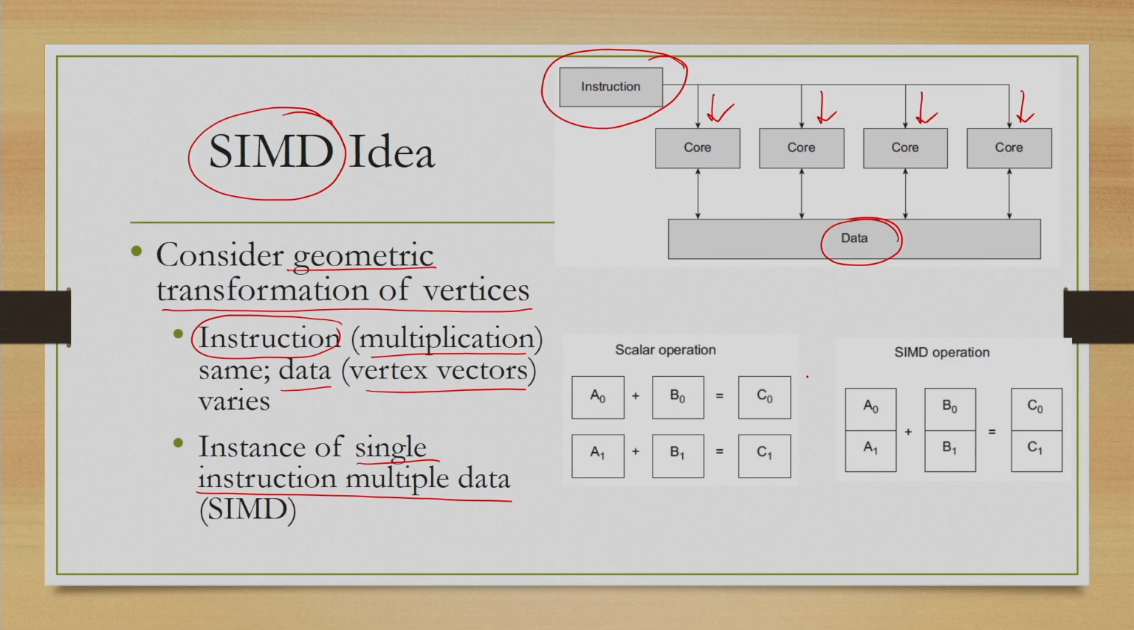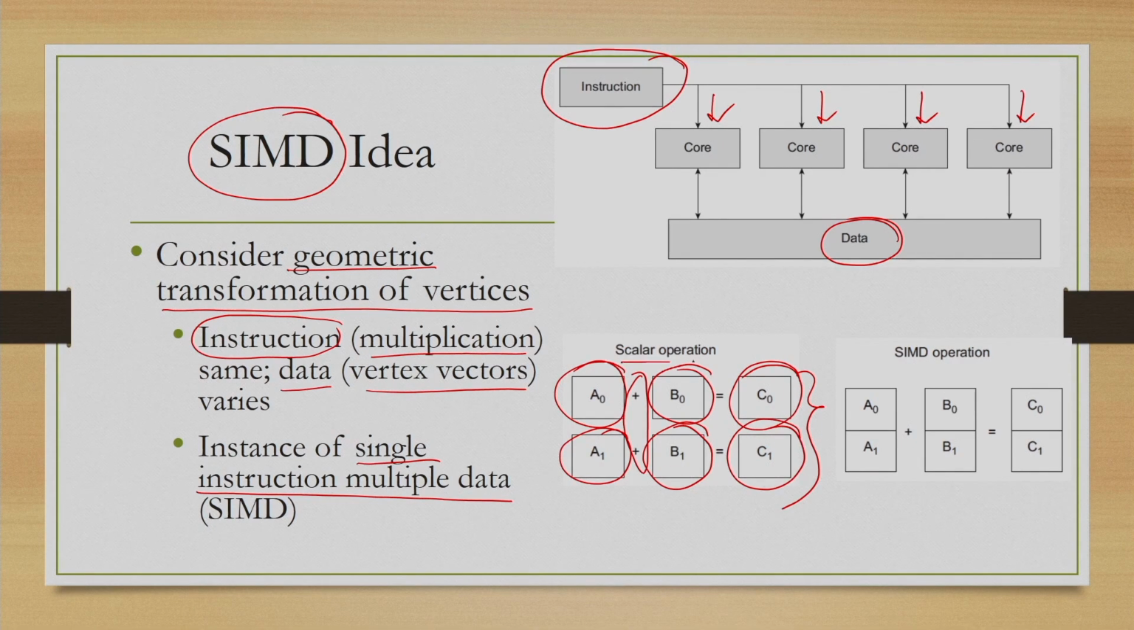Another illustration of this idea is given here. Here, if we do not consider SIMD, then what happens? So, we have two addition operations on two data streams, A0, B0 and A1, B1. So, there will be two separate instructions for performing these two separate additions, giving the output of C0 and C1.